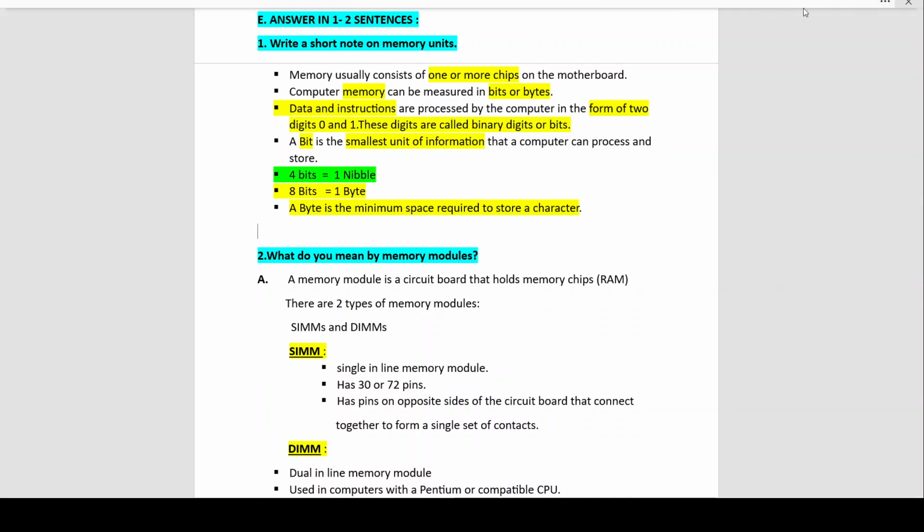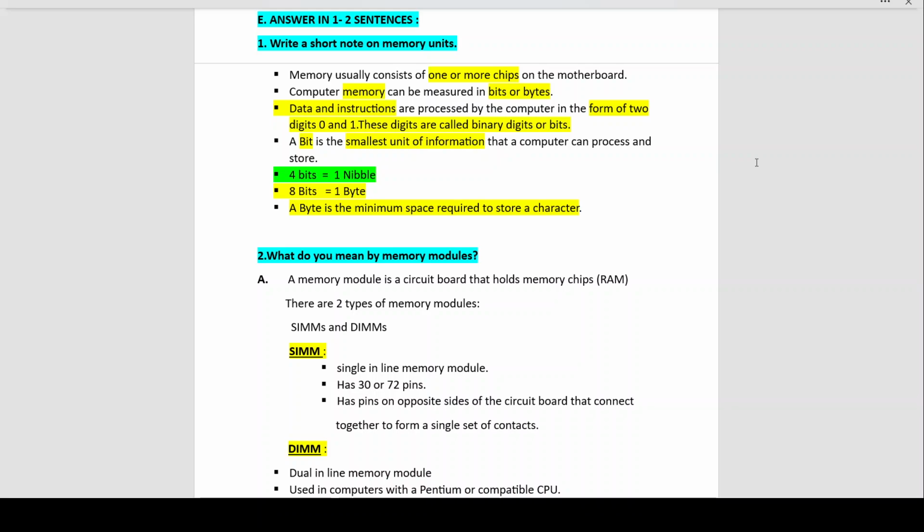When you take the first two letters of binary, B and I, and the last two letters of digits, and combine them, you will get the word bits. So a bit is the smallest unit of information that a computer can process and store. 4 bits make one nibble, 8 bits make one byte, and a byte is the minimum space required to store a character. This is all you need to write about memory units.